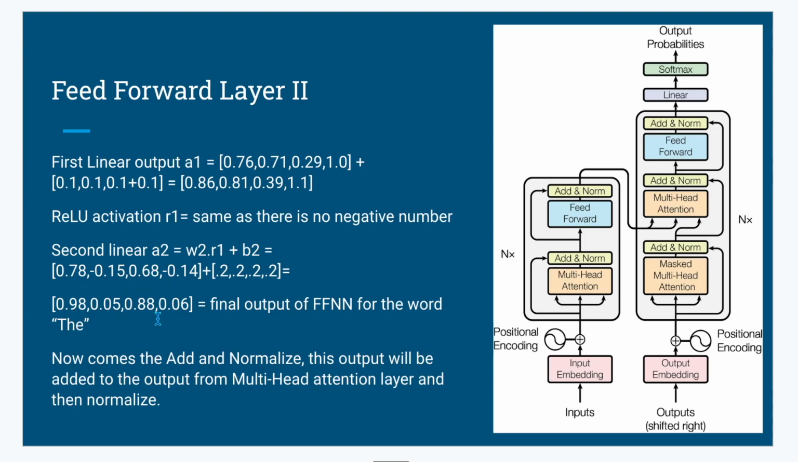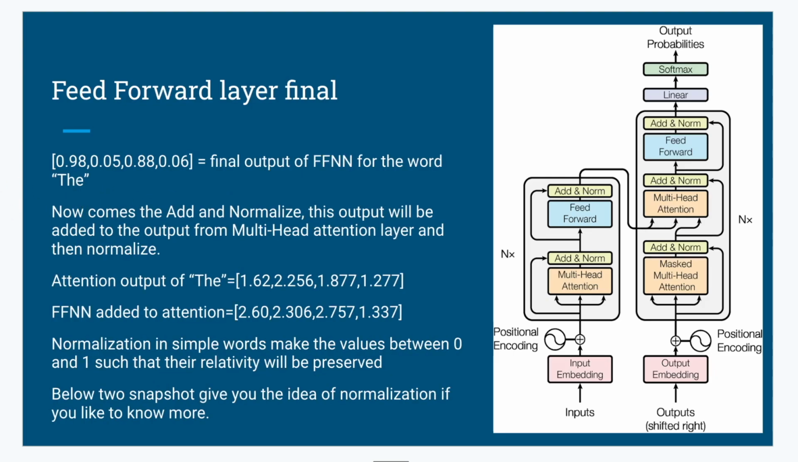Once we calculate this 4-dimensional vector, the final output is that we add this vector to the vector output by the attention block. We have already known the output vector from the attention block, so we add it to that. So it's like here. Yeah, so this is the final output of the feed forward block. Now the attention output for the word is this, 1.62 2 this. After adding this to this, the resulting feed forward final result is 2.60, 2.30, 2.757, 1.337. This is the final output.